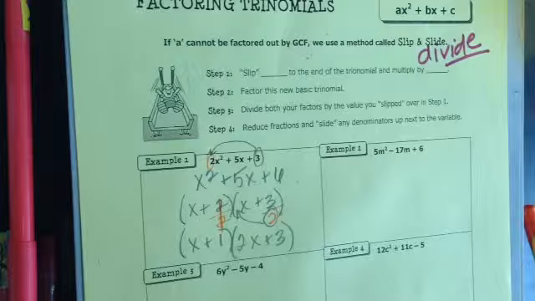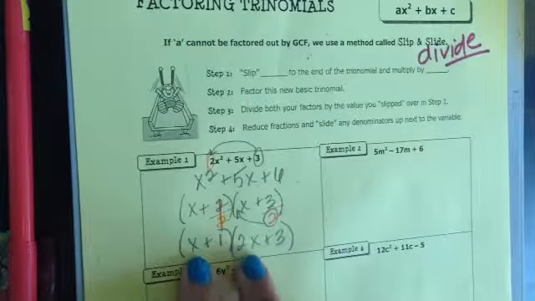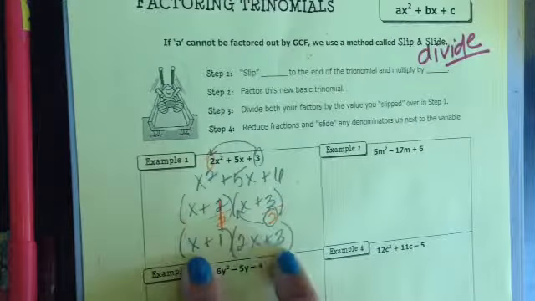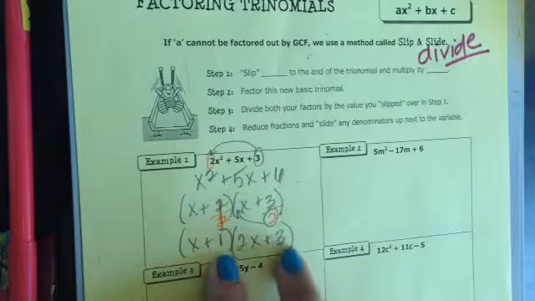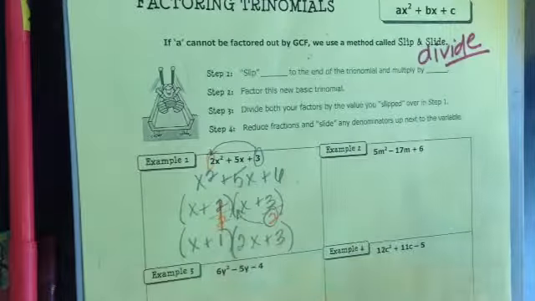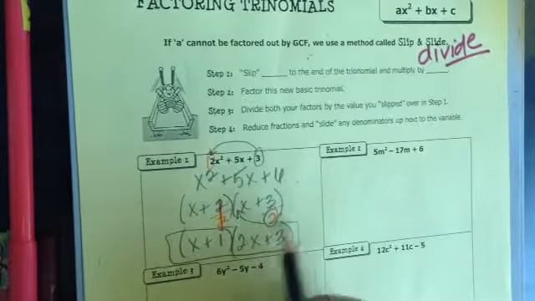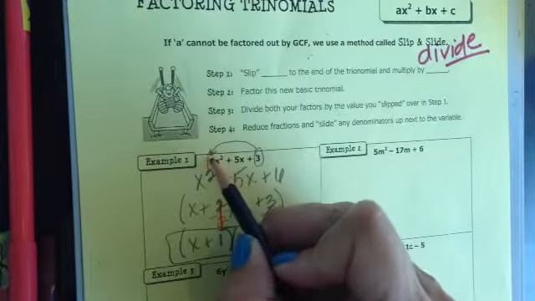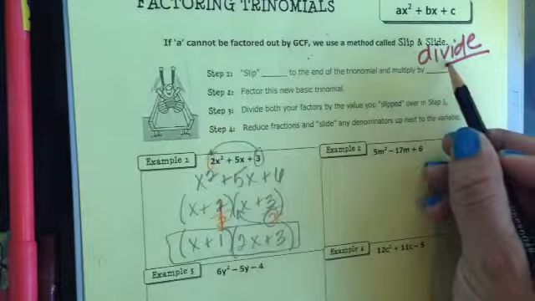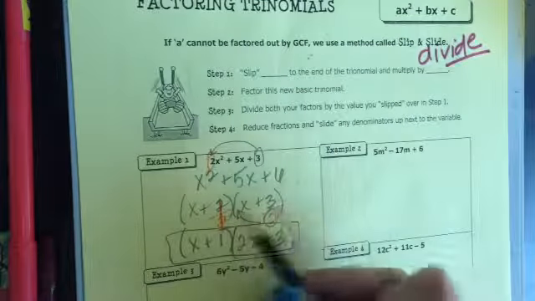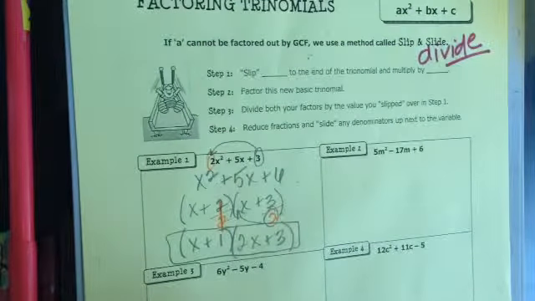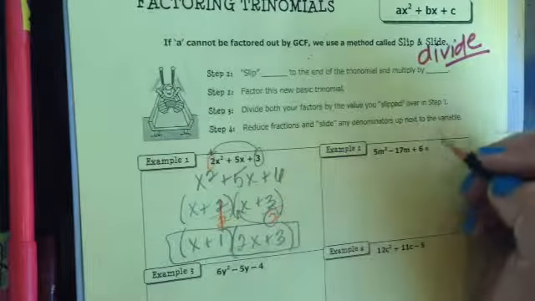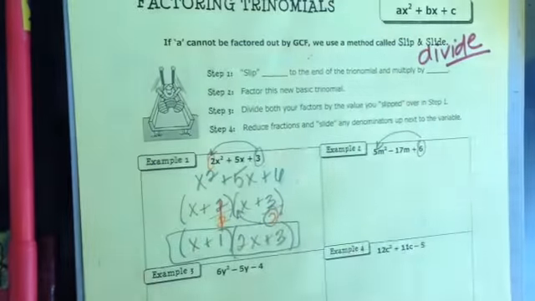I'm going to double check this right now. I'm going to FOIL. First gives me my 2x squared, outer 3x, inner 2x, there's my 5x, and last, 1 times 3. So this checks. Now again, it's going to take you guys a minute, but slip this over here, slide it to here, and then I threw that divide in because you can't forget to divide by your a when you have your 2 factors. Cool?